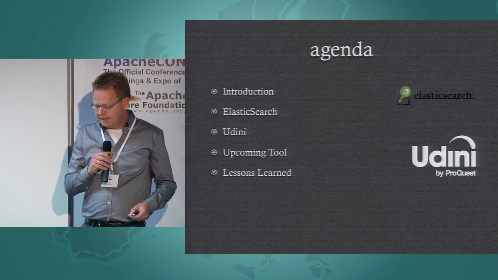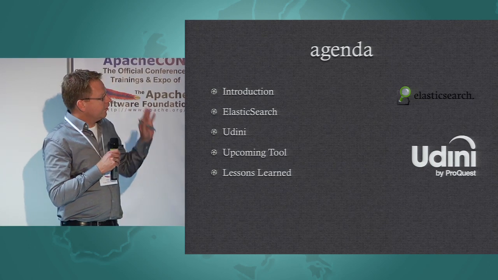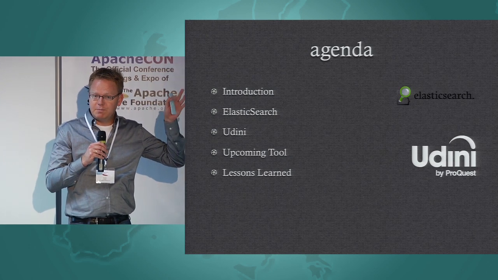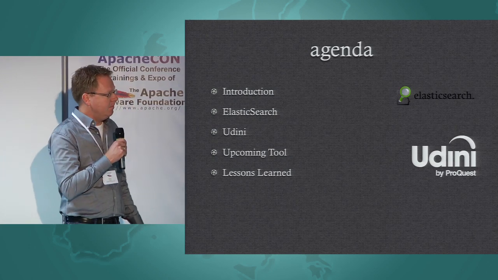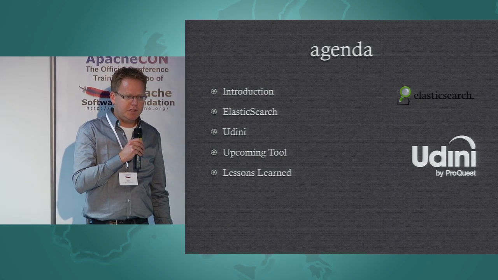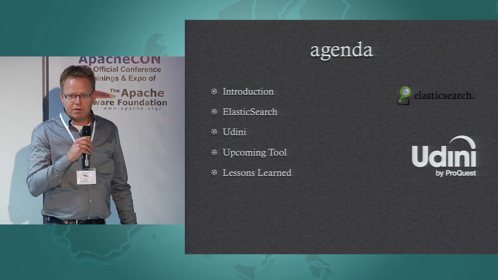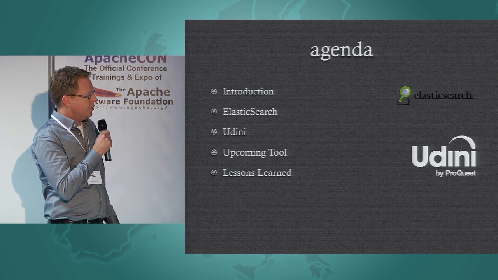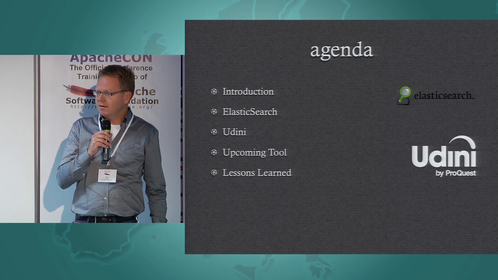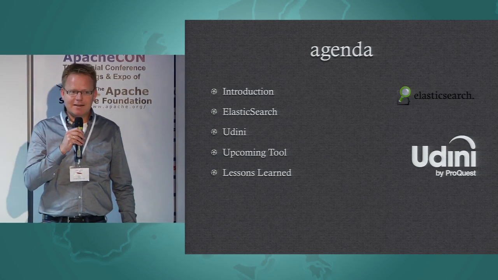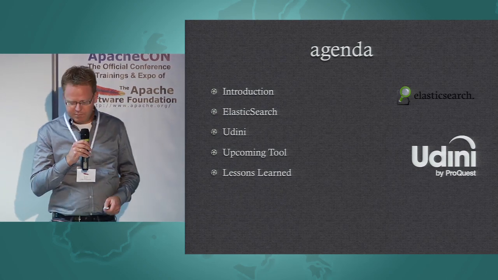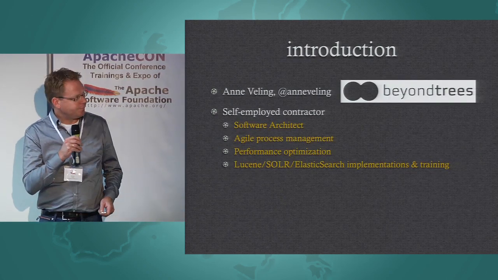So I'm going to give a little bit of introduction about Elasticsearch. What is it, especially for people who have only heard the name, and then talk about where we're currently using it at Udini. It's one of the tools we created last year, and it makes heavy use of Elasticsearch. And there's even a new upcoming tool, of which I'm not allowed to say the name, but it's even greater, I guess, which uses Elasticsearch, so I can show you a little bit of what we're doing there, and then I'll add some lessons learned.